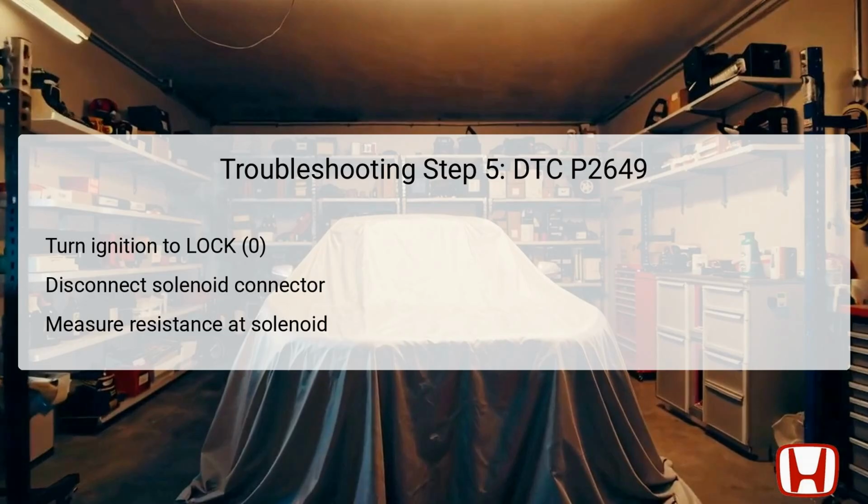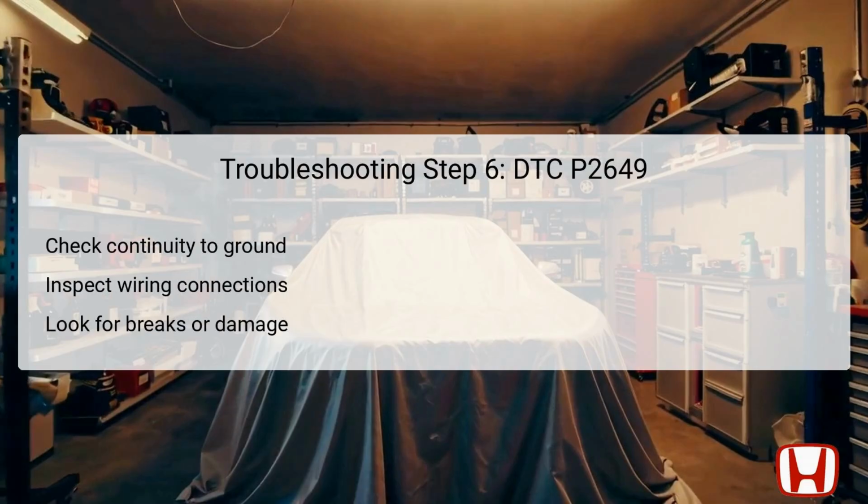Using a multimeter, measure the resistance between terminals number 1 and number 2 of the solenoid connector. It is crucial to check that the resistance falls within the specified range of 14 to 30 ohms at room temperature. This measurement determines whether the solenoid itself is functioning correctly. If the resistance is outside this range, then the solenoid may be faulty and require replacement.